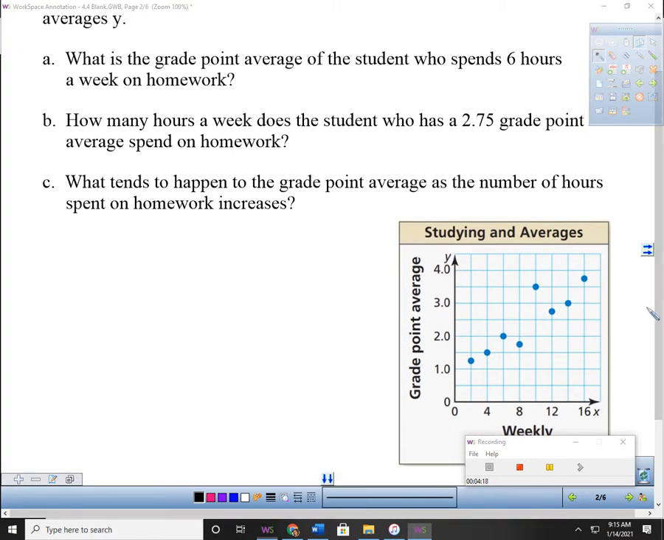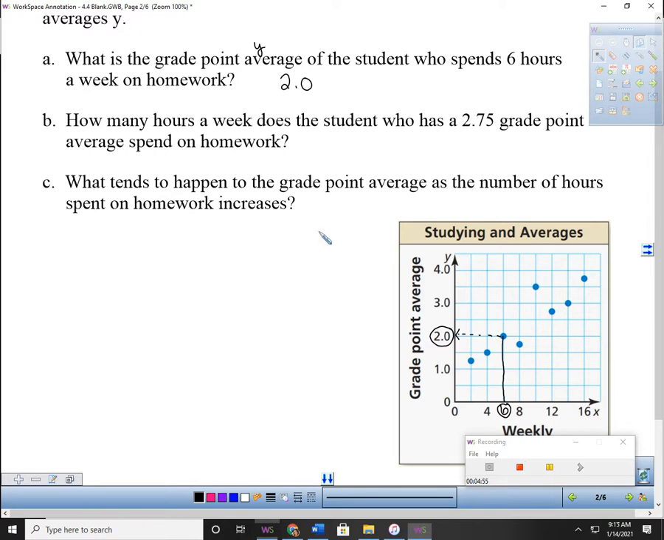All right, so what is the grade point average? So are we looking for an X value or a Y value? A Y value, because this is the vertical axis, right? So the grade point average of a student who spends 6 hours a week on homework. So I'm going to go over and find 6. So I'm counting by 2s, 2, 4. So 6 is right here. So I locate the 6, and I'm going to go up and find that student. But then I'm going to shoot over to see what their grade point average is if they spend 6 hours a week on homework, and that would be a 2.0, right?